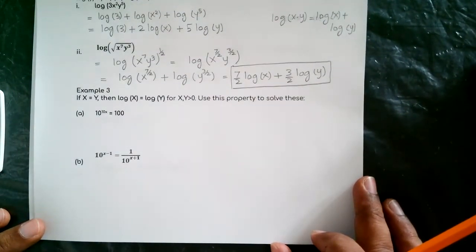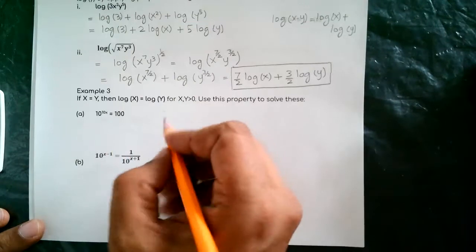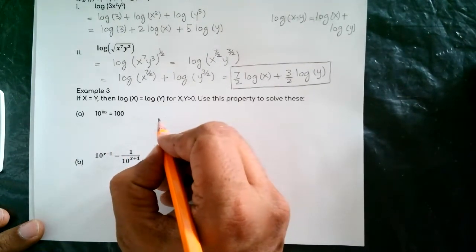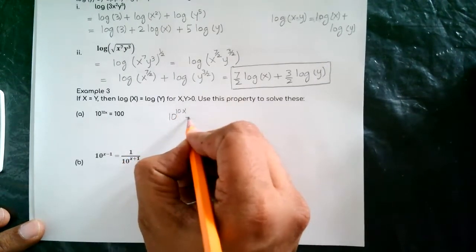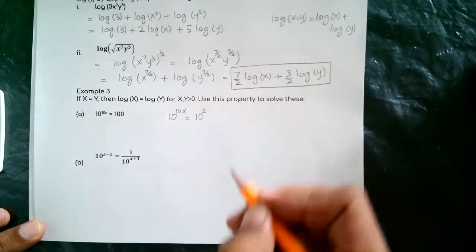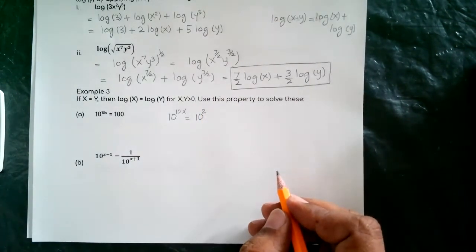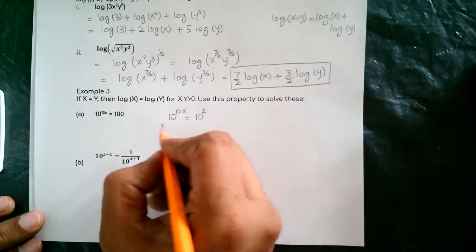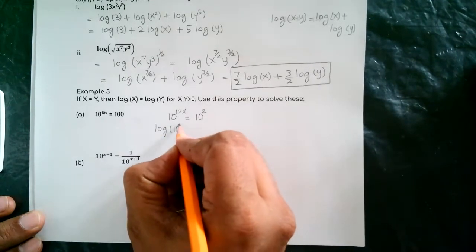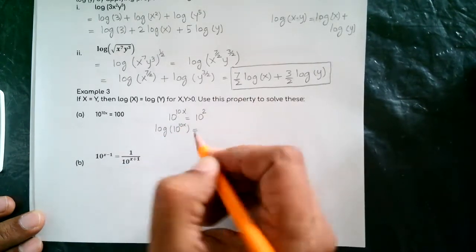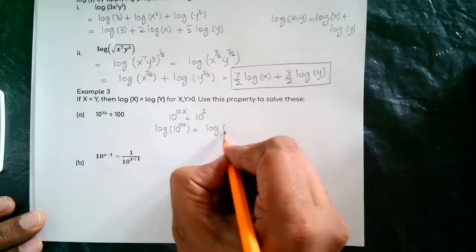Now let's do example number 3. If x is equal to y, then log of x is equal to log of y. Use this property to solve these. So let's do the first problem. We have 10 exponent 10x is equal to 100. Let's write this as 10 exponent 10x, and 100 is simply 10 squared. Okay, so now we have two expressions, and if we take log on both sides, we will have log of 10 exponent 10x is equal to log of 10 squared.